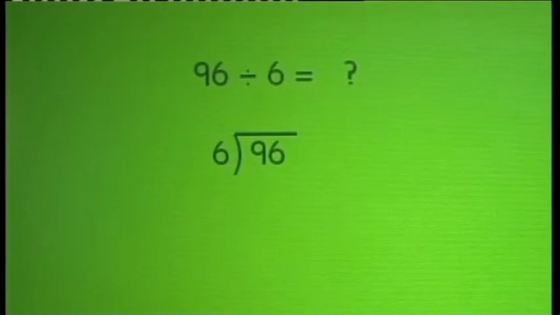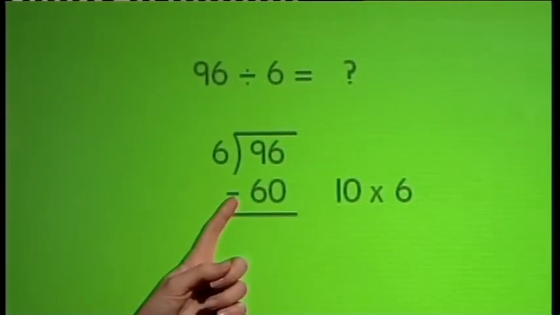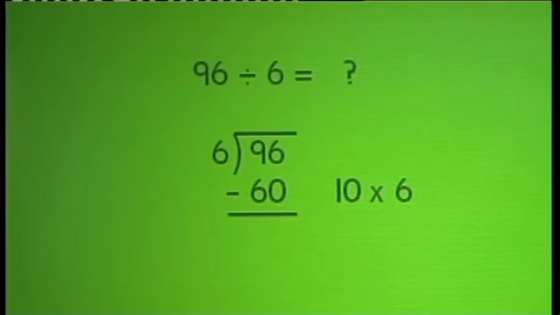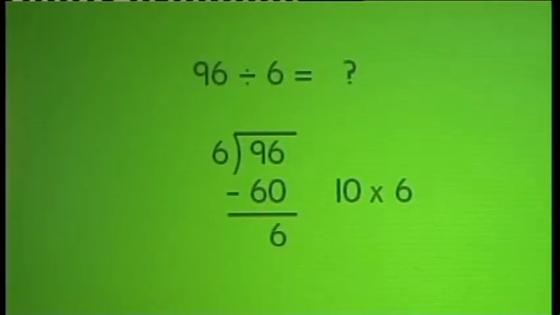Well, 10s are easy. So let's start by taking off 10 lots of 6. That's 60. So we have to take that away from the 96 we started with. Units first. 6 take away 0 is 6, and then the 10s. 9 10s take away 6 10s is 3 10s. That leaves us with 36. And now we start all over again.